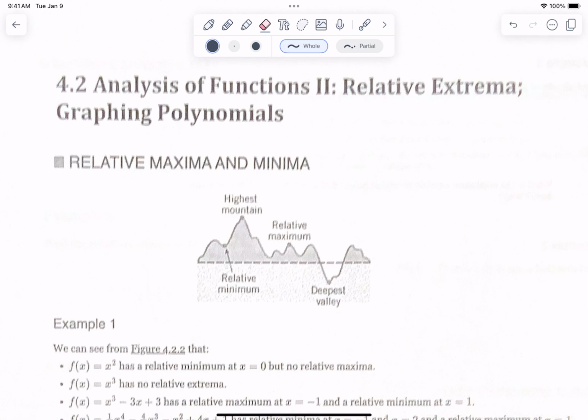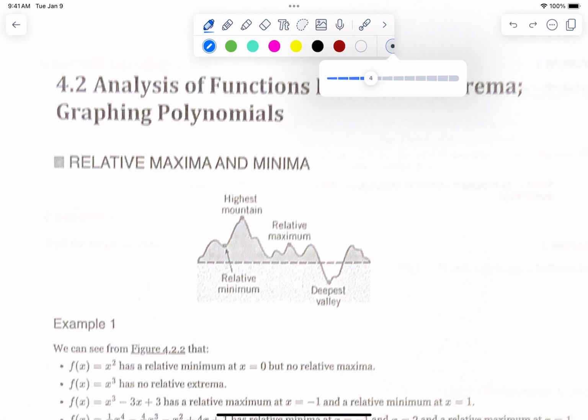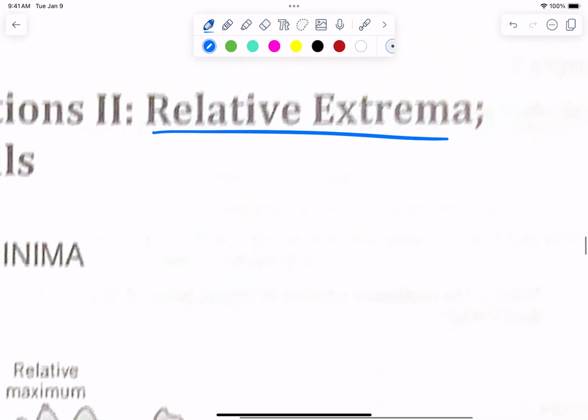All right, folks. 4-2. We are analyzing functions again. This is part 2. There is a third part, but we won't get to that until after Christmas break. So it'll be a good review when we come back. This is looking at relative extrema and graphing polynomial functions. Okay, we've already talked about this. Relative extrema is talking about maxes and mins.